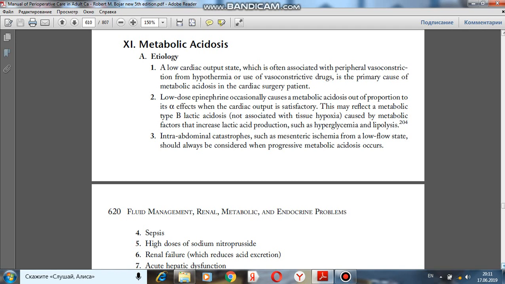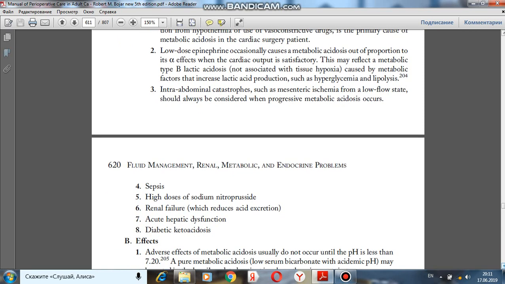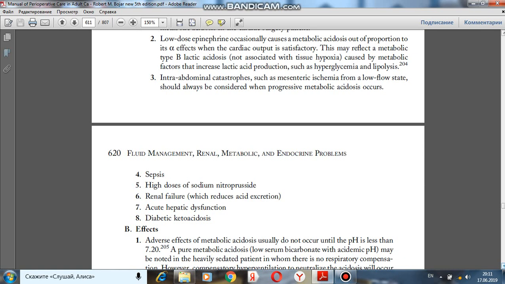This may reflect a metabolic type B lactic acidosis, not associated with tissue hypoxia, caused by metabolic factors that increase lactic acid production, such as hyperglycemia and lipolysis. 3. Intra-abdominal catastrophes, such as mesenteric ischemia from a low flow state, should always be considered when progressive metabolic acidosis occurs. 4. Sepsis.